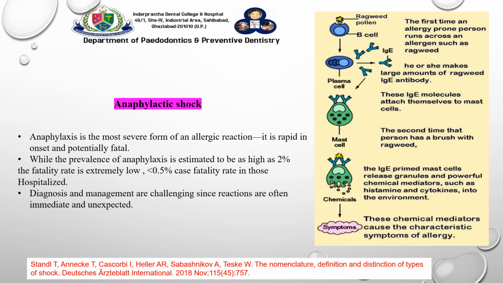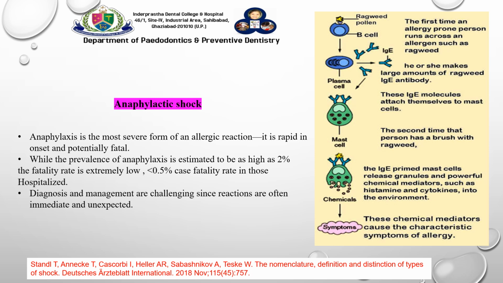So let's understand the pathophysiology of anaphylactic shock with the example of ragweed allergy. When a person who is allergic to ragweed first comes in contact with ragweed pollen, the person does not feel any sign or symptom, but the person develops a large number of antibodies against the ragweed. These Ig molecules attach themselves to mast cells.